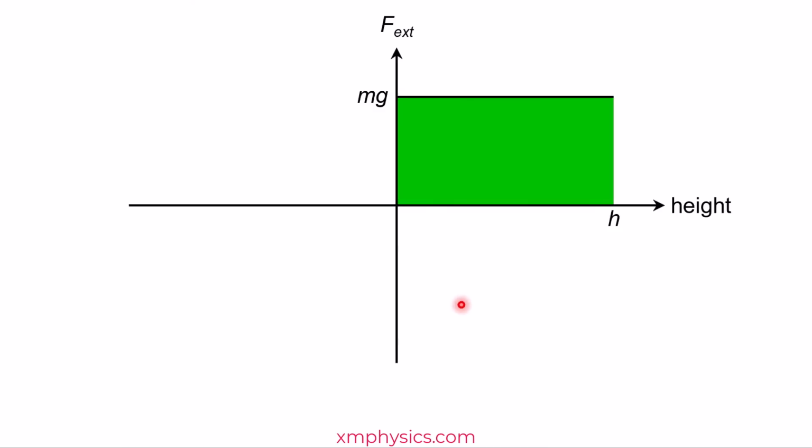Get it? So remember how we derived the formula for GPE? We just reasoned out that we require a constant external force of mg to overcome the gravitational pull to move an object by a height of h. And therefore the work done by this force is mgh.